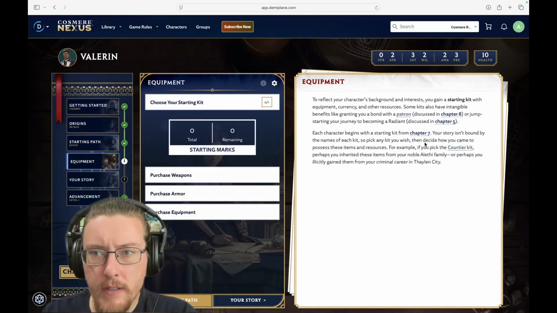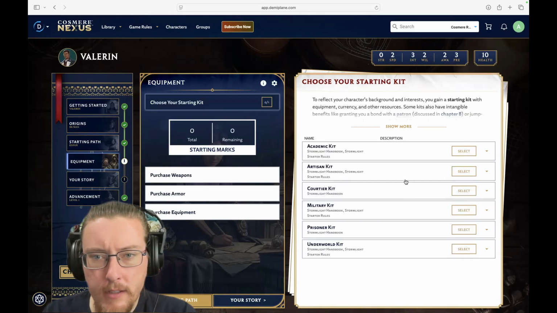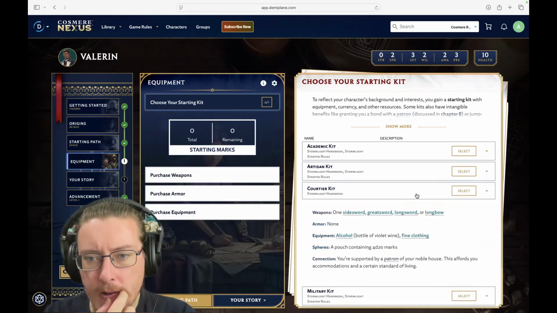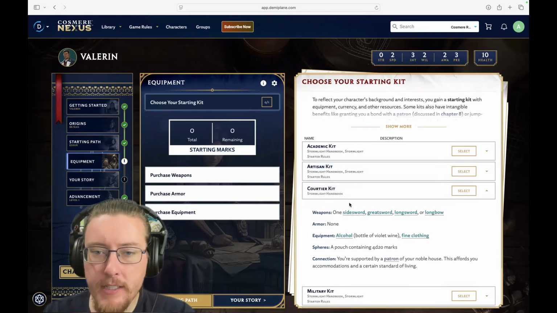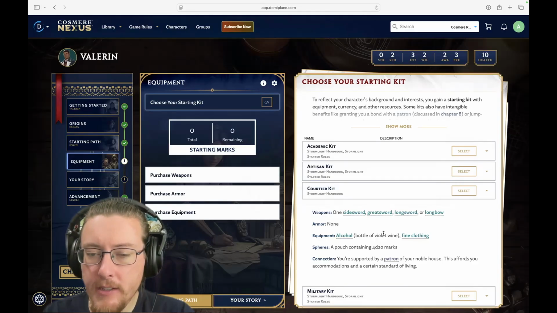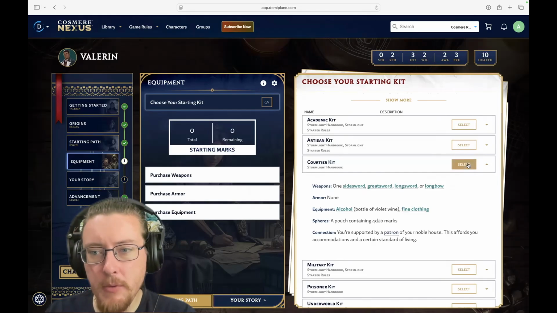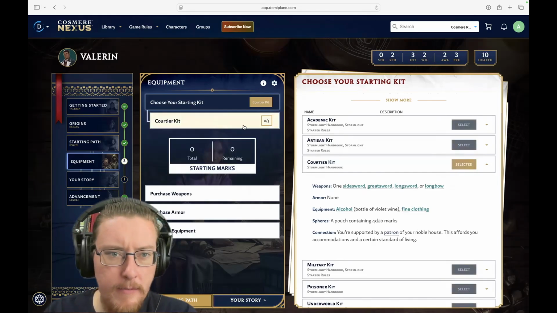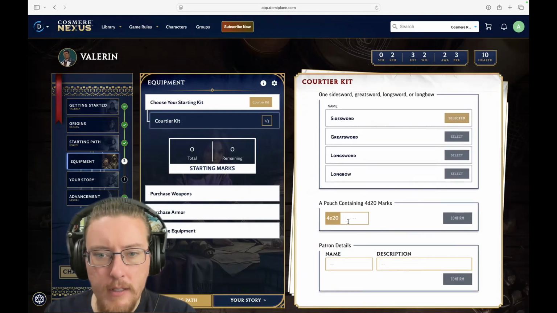You get to choose your starting kit. Let's go here and we are going to say that, yep, if we choose the Courtier kit, which makes a lot of sense for the diplomat, we do get to choose a side sword, greatsword, longsword, or longbow. I did choose side sword earlier. Quite a few marks, supported by a patron. I'm going to select the Courtier kit. This gives us options. I'm going to select the side sword.